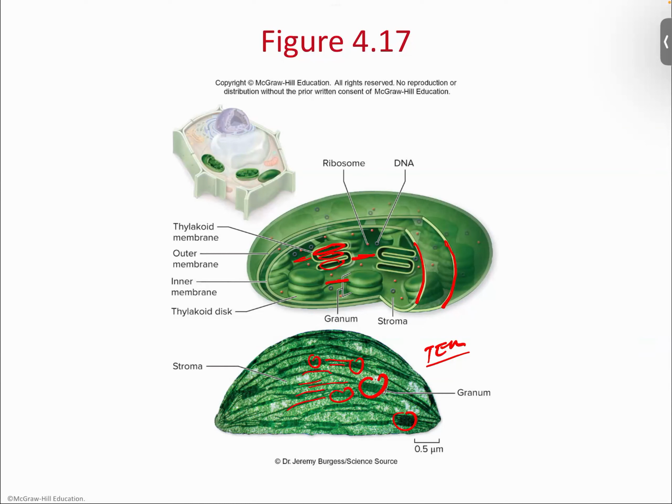And then the fluid space in between these little stacks of grana is called the stroma. So this is the fluid portion. Like all this open area, right in here, that's all stroma. Okay, so just like the matrix was the fluid region inside the mitochondria, the stroma is the fluid region inside the chloroplast. Now, let's circle back around to this DNA idea, right?